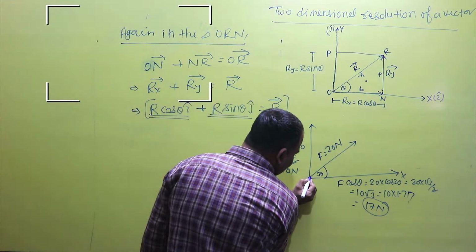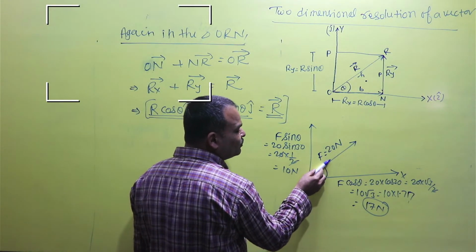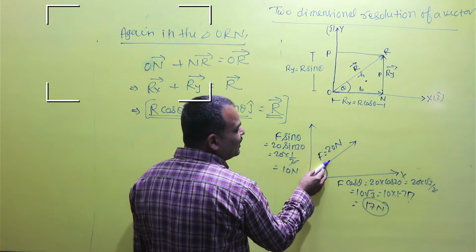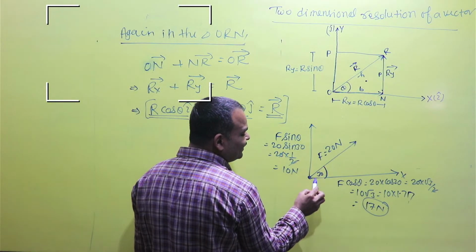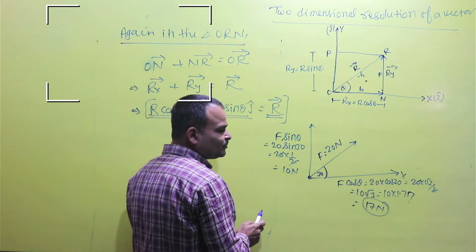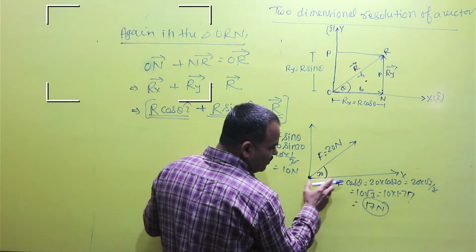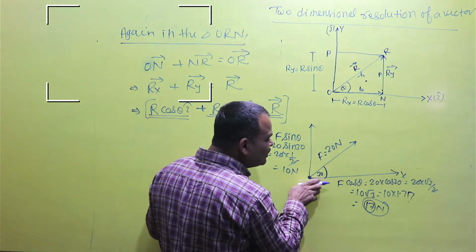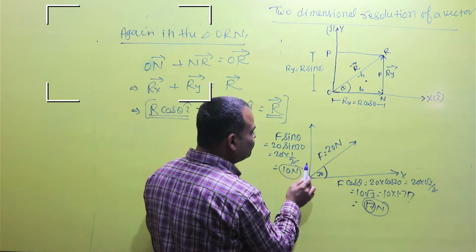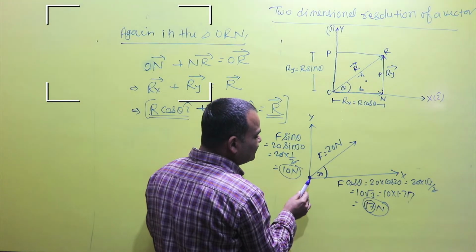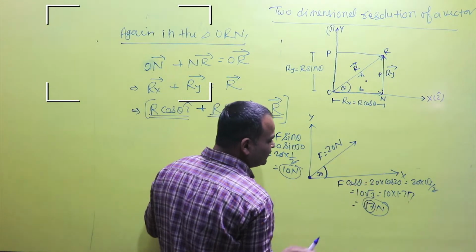It means if we have to apply a force of magnitude 20 Newton on the object, so that the object should move at 30 degree from the x-axis, then a force of magnitude 17 Newton will be applied in the direction of the x-axis and a force of magnitude 10 Newton will be applied along the y-axis. Then the resultant will be 20 Newton and the object will move at 30 degree from the x-axis.